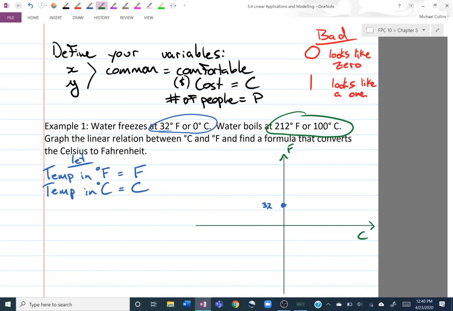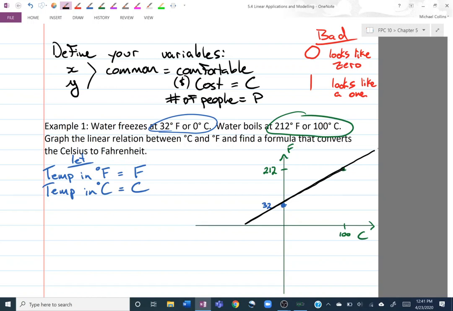For my next point, I'm going to go 100 over and up 212. So then I have my other point there, and that would be my relationship. Now I can get out my ruler. I am 100% giving up on my ruler trick. I am actually going to physically place a ruler on my screen, and that is probably worse than my ruler trick. But there I have a graph between degrees Celsius and degrees Fahrenheit.